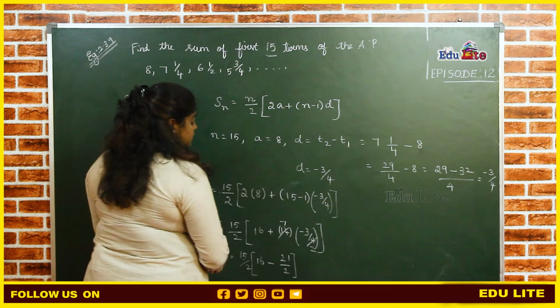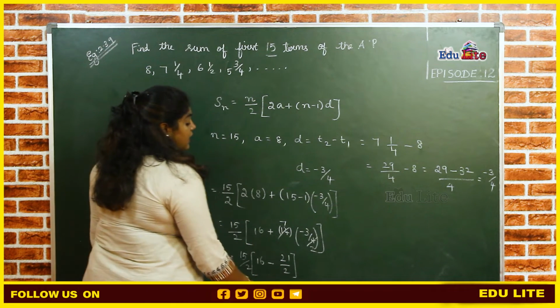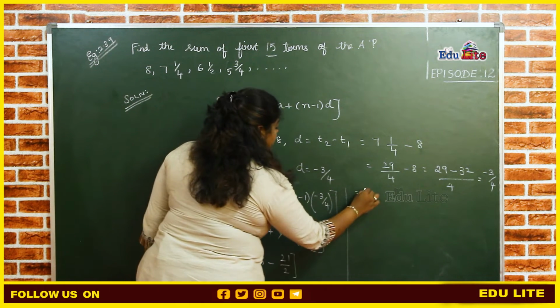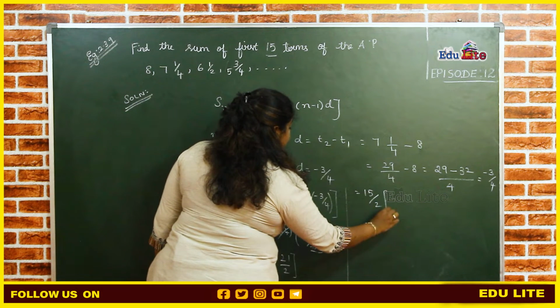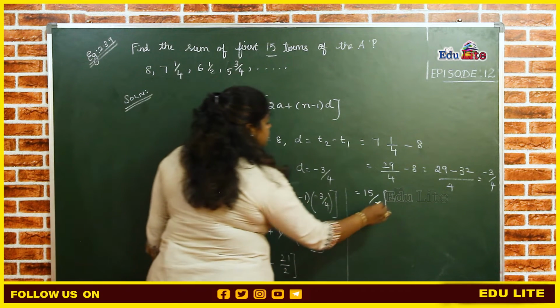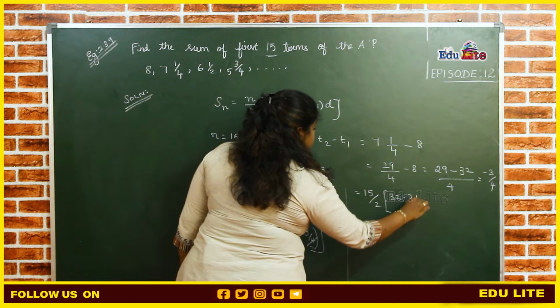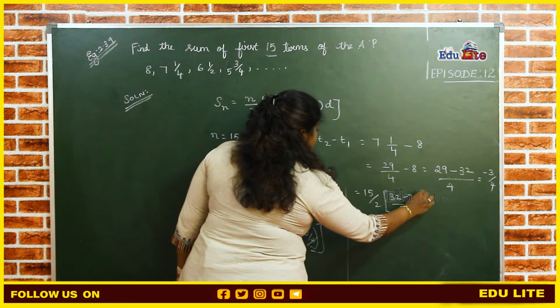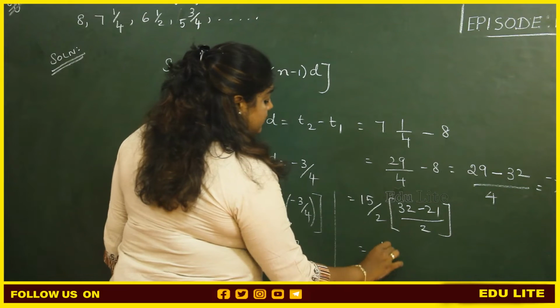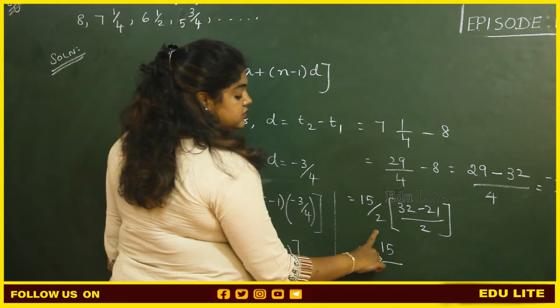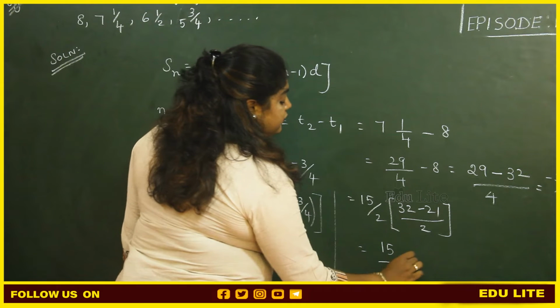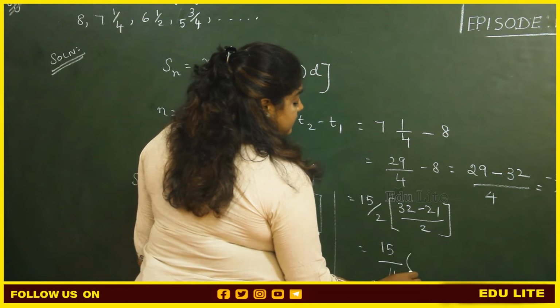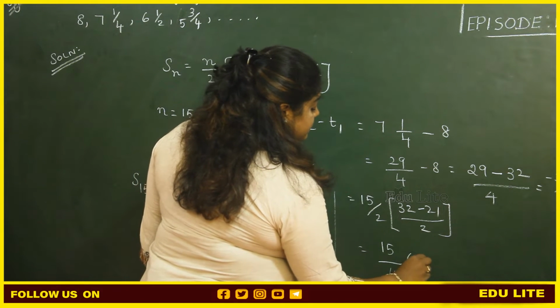We will finish the portion within the brackets, then we will come to the outside portion. What will it be? 15 by 2, we have to take the LCM. 16 into 2, 32 minus 21 divided by 2. Therefore, 15 by this 2 also I will take outside, it will become 15 by 4. 32 minus 21 will give me 11.